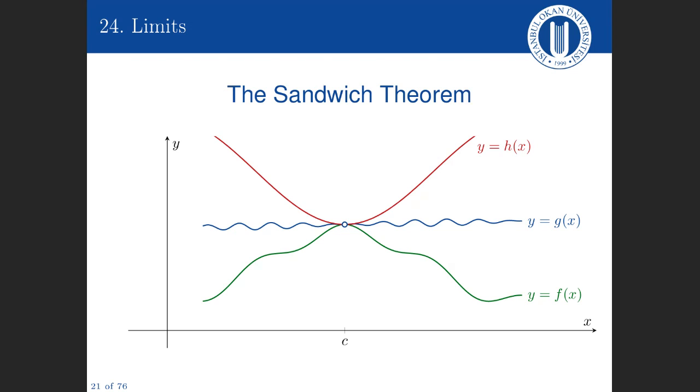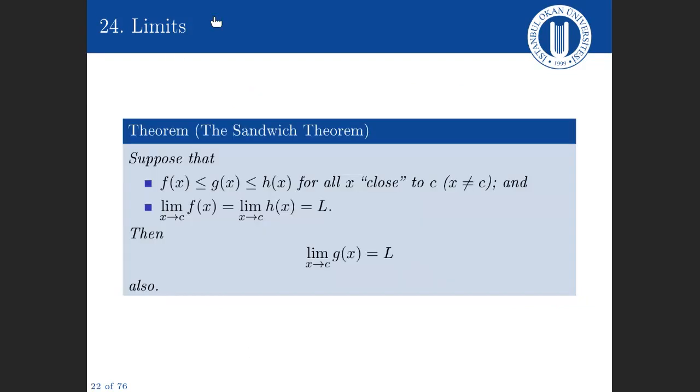We have a theorem called the sandwich theorem. Let's suppose we have three functions, which look something like this. We have a green function on the bottom, a red function on the top, and we have a blue function which is sandwiched or squeezed between the green and the red functions. Precisely, let's suppose that f of x is less than or equal to g of x is less than or equal to h of x for all x close to c, but x not equal to c.